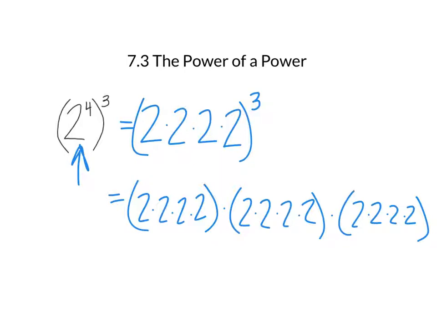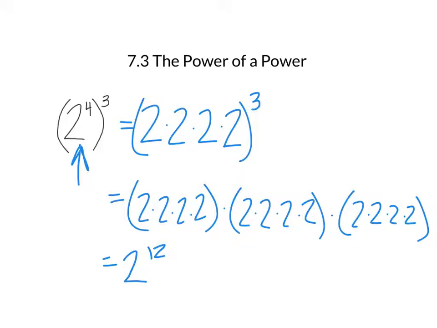So this is going to be very close to the final answer. Now I have to figure out how many 2's I have all together here. I have 1, 2, 3, 4, 5, 6, 7, 8, 9, 10, 11, 12. So I have 12 2's all together. So my final answer is going to be 2 to the power of 12. That's how to simplify this first problem here, 2 to the power of 4 to the power of 3. Simplified is going to be 2 to the power of 12.